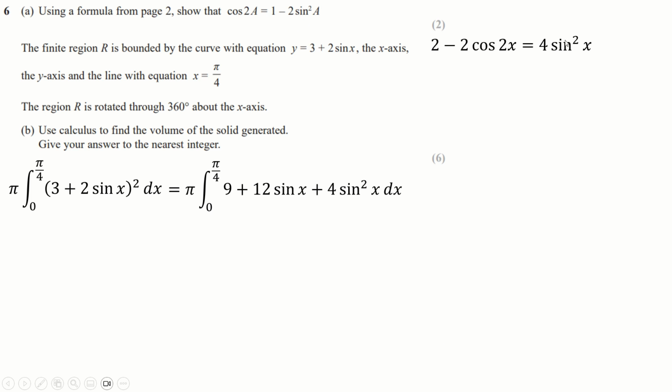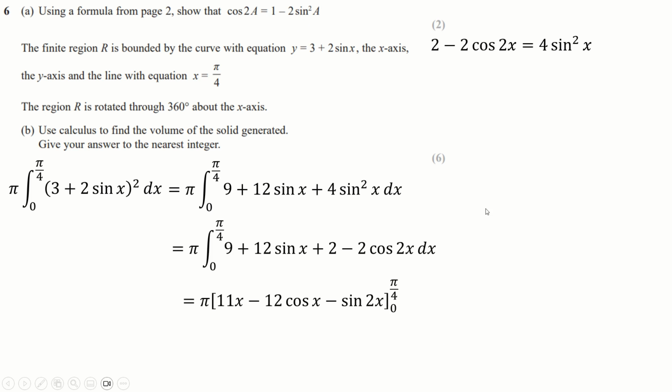So I can replace this 4 sine squared with this stuff here. The 9 plus the 2 make 11, and then I can integrate. So 11 integrates to 11x, this integrates to minus 12 cos x, because sine integrates to minus cos. Cos integrates straight to sine, and then the 2, you divide by 2 because of this 2 here, and you get this here. Good chance to practice your exact values here.